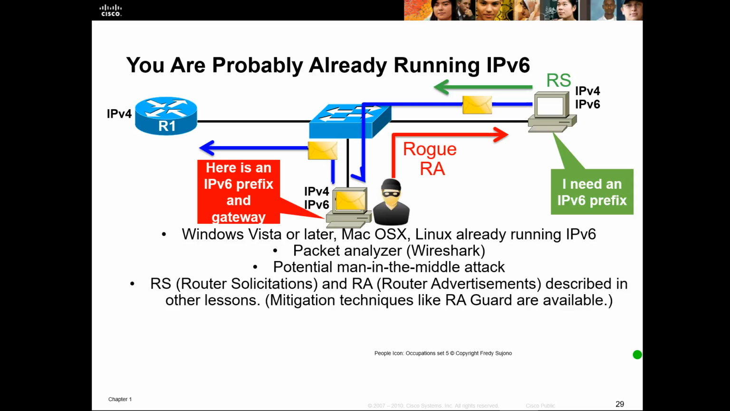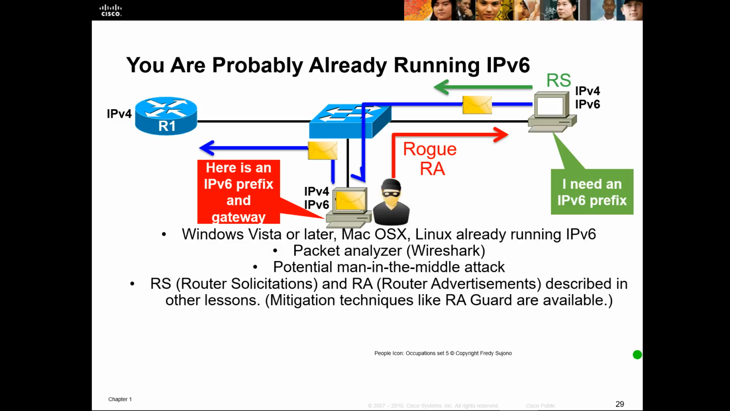RA is going to be our router advertisement. Our RS is going to be our router solicitation. So I need a prefix. That's going to be a solicitation. The advertisement is going to be, here's our prefix. And that's one of the bad things because there is no real structure or security within IPv6 as it is.